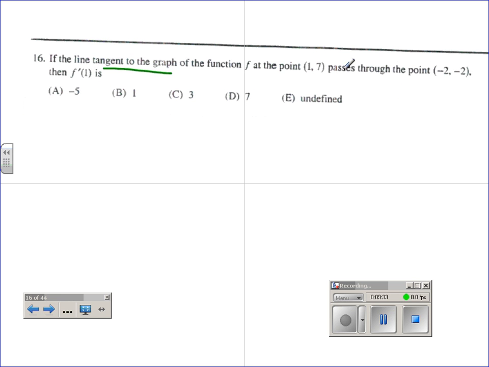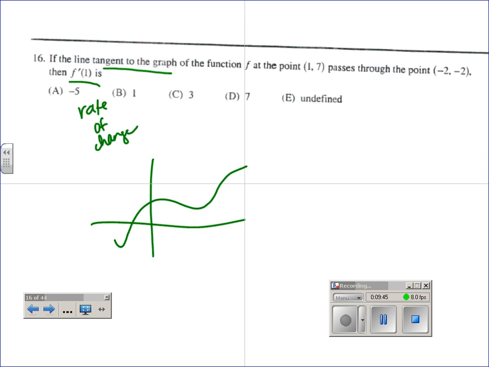Okay, line tangent to the graph. f of 1 is 7, so it passes through this point. This is kind of tricky for some people. This derivative means instantaneous rate of change, or the slope of the tangent line. And so basically this is just telling you have some curve. We don't know what it looks like, but we know that the point that passes through (1, 7) also passes through this other point down here, (negative 2, 2). And so I can find the slope of the tangent line by just doing delta y over delta x. So negative 2 minus 7 over negative 2 minus 1, negative 9 over negative 3, 3.